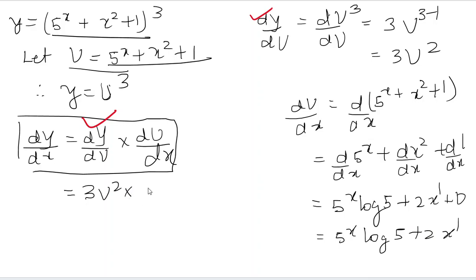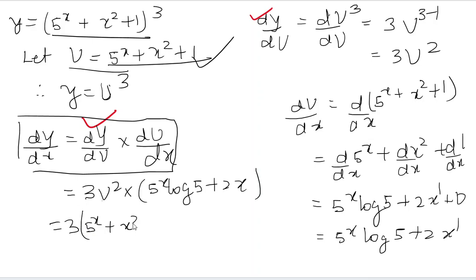So we replace the du by dx part with 5 raised to x log 5 plus 2x. Now we do something called garnishing, in which we replace this u by whatever it was originally. So we replace this by 5 raised to x plus x square plus 1, the whole square, into 5 raised to x log 5 plus 2x. This is our final answer.